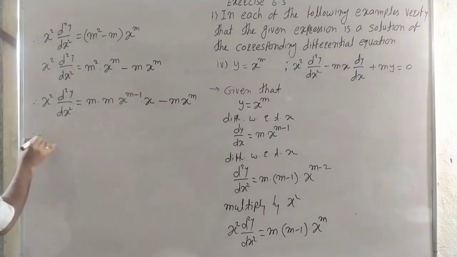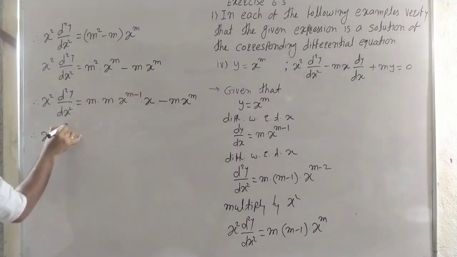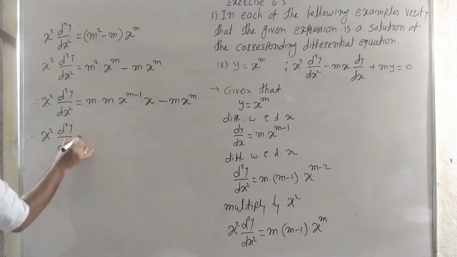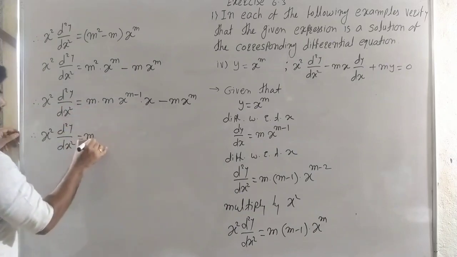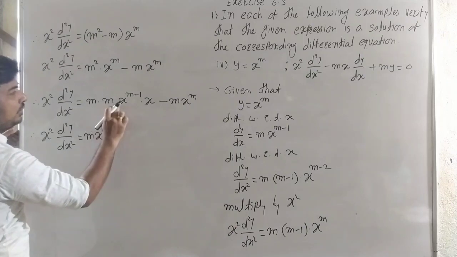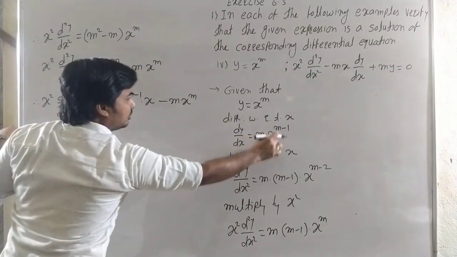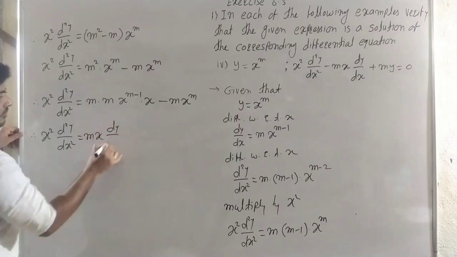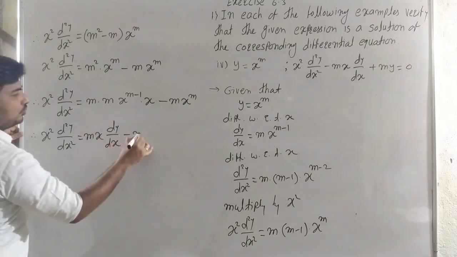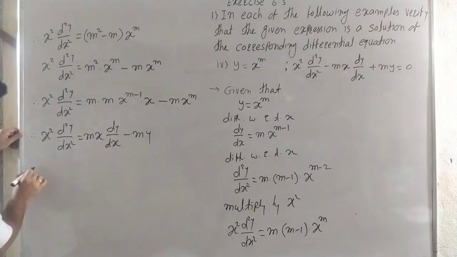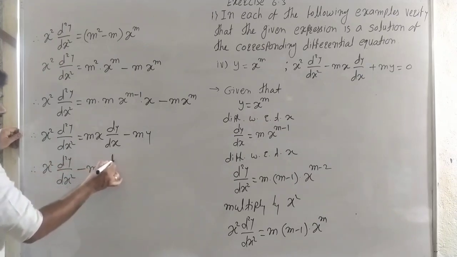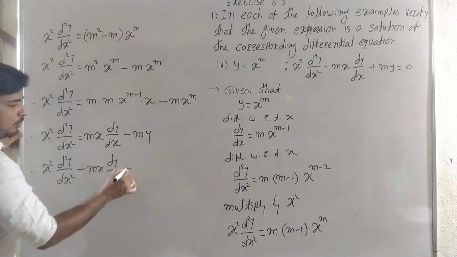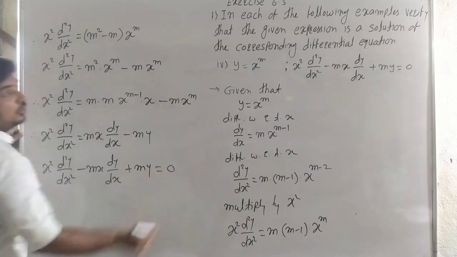And now x square d2y by dx2 is equal to, here it is mx, this m and this x, mx, and these middle two terms, m into x to the power m minus 1, it is dy by dx, and minus m into y. And then the last answer: x square d2y by dx2 minus mx dy by dx plus my is equal to 0.